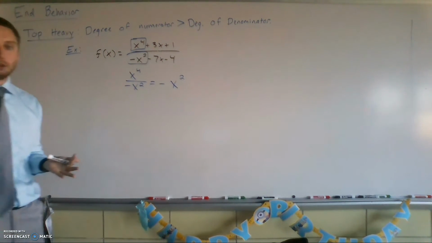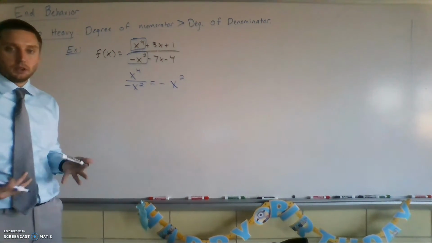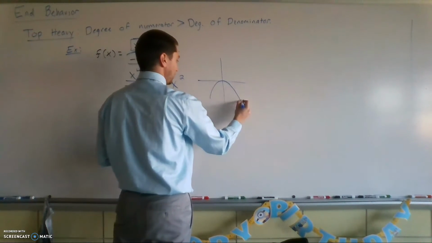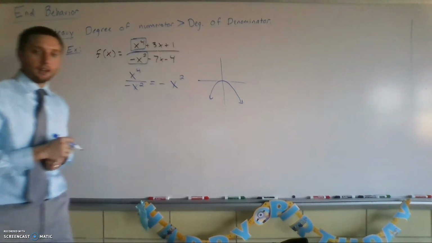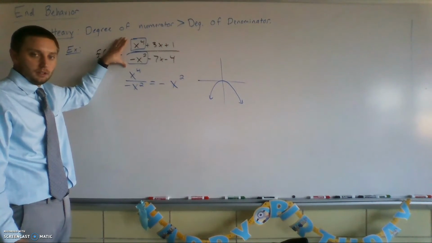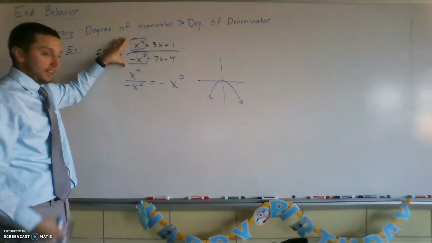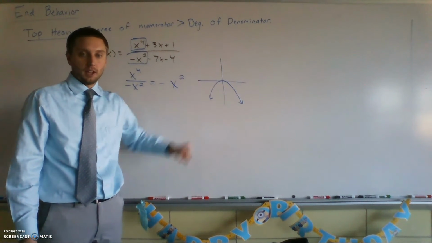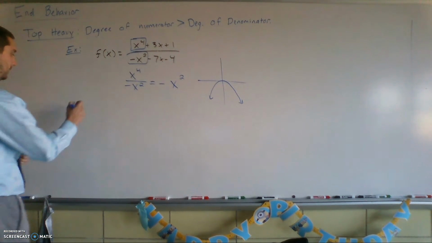So this is where knowing our parent functions comes in handy. What does negative x squared look like? That's my frowny face, upside down parabola. Okay? So what this tells me is this complicated function up here, if I threw this in a calculator, at the ends of the function is going to behave the same as my function negative x squared. So now I need to write my end behavior.